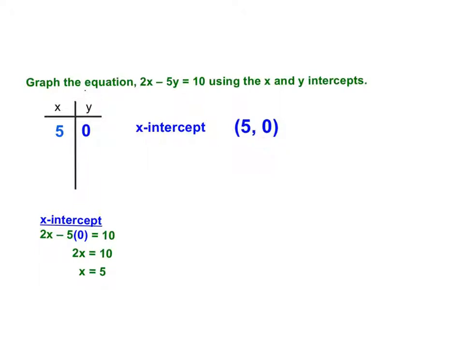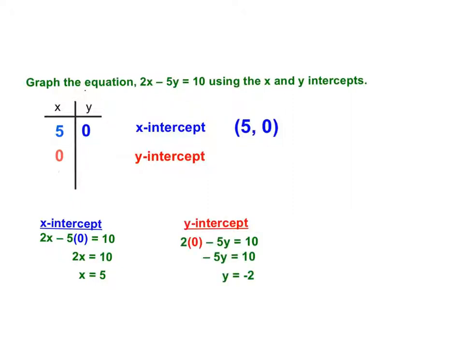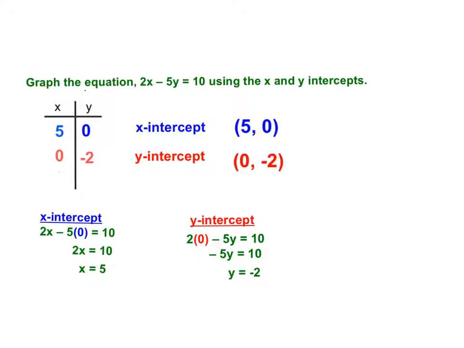Now, I need to do the same thing. Well, not quite. If I'm going to find the y-intercept, what am I going to do? Plug 0 in for x. So same idea, except now I plug 0 in for x and solve. All right, what is it? Negative 2. And again, same thing. Write it as a point: 0, negative 2.